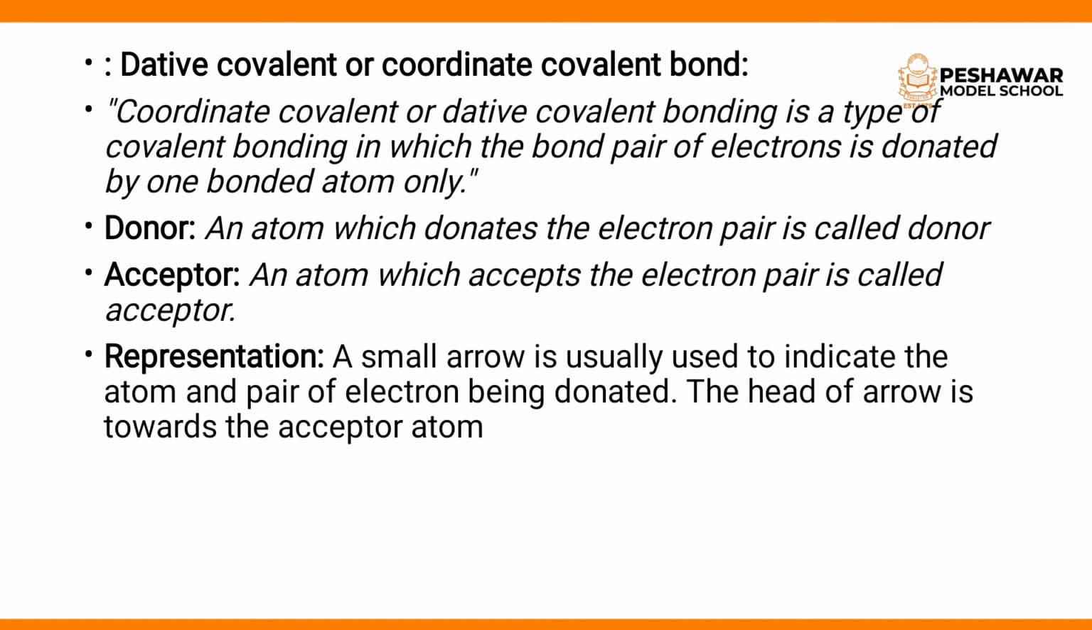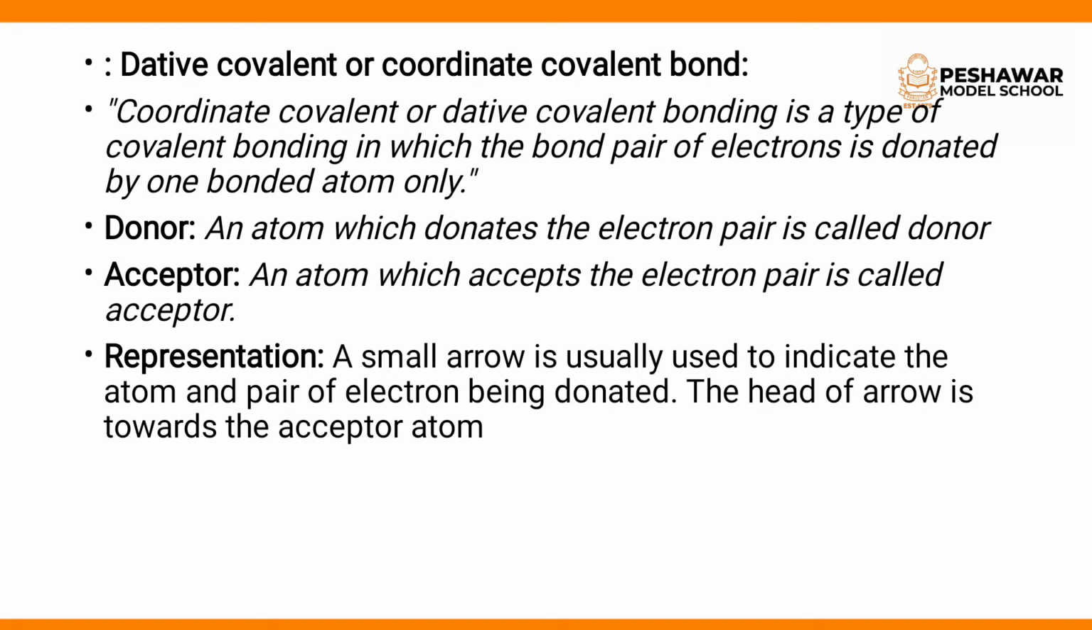Bismillahir rahmanir rahim. In this lecture, we will talk about the dative covalent or coordinate covalent bond. In the previous lecture, I discussed the ionic bond and its formation in sodium chloride, as well as the covalent bond and the types of covalent bond that are formed. The ionic bond was formed from the complete transfer of electrons. The covalent bond was formed between two atoms by the sharing of electrons.